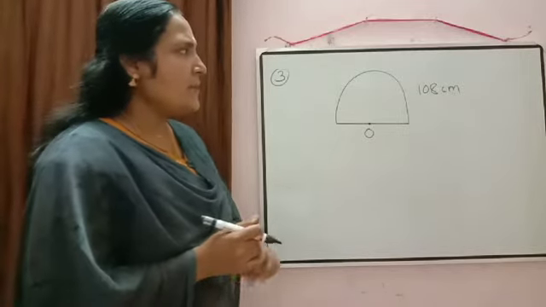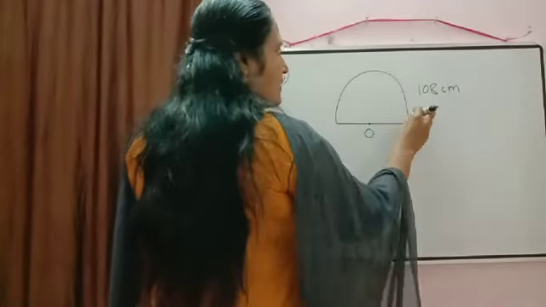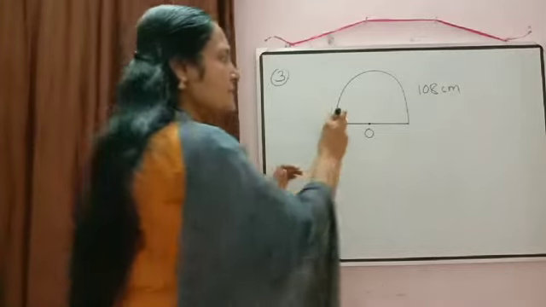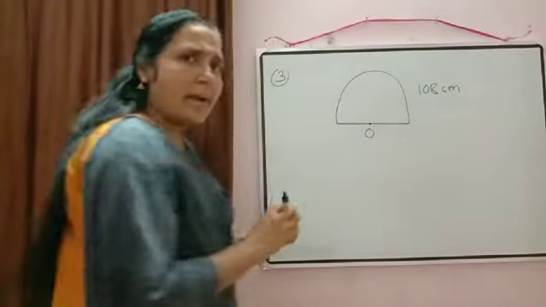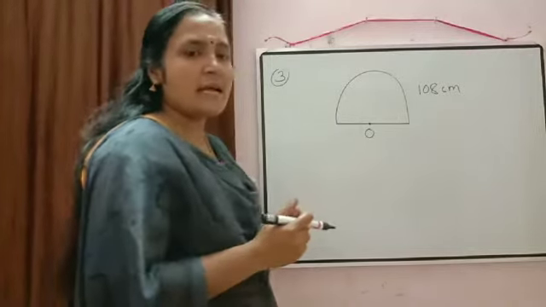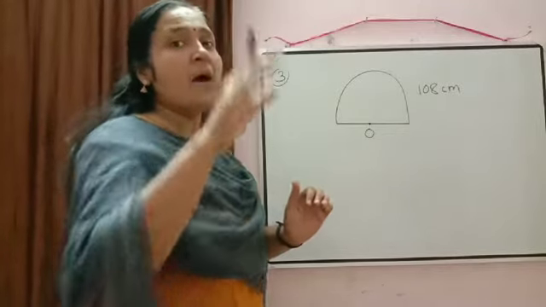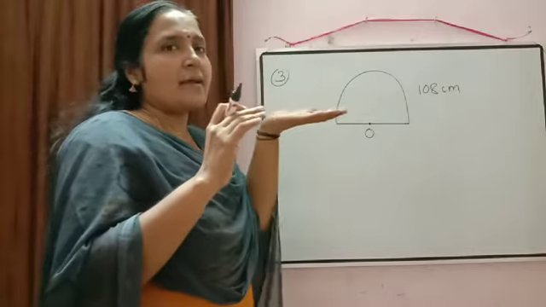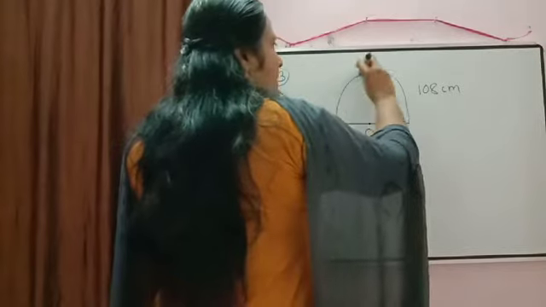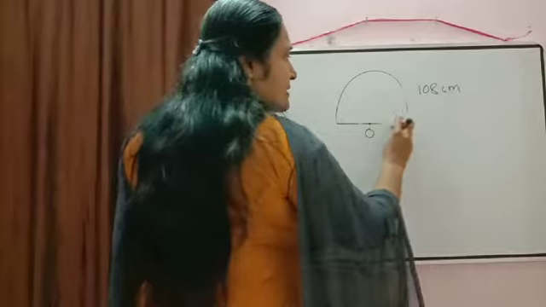Usually, the perimeter or circumference of a semicircle we take as this one, correct? If the circumference of a circle is 2 pi r, then the circumference of a semicircle will be pi r. But here it is asking for the perimeter. When we talk about a perimeter, it means its boundary. If you check a protractor, its boundary will be this length, along with this also, which will come as its boundary.